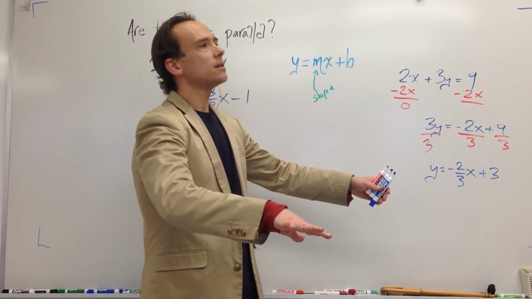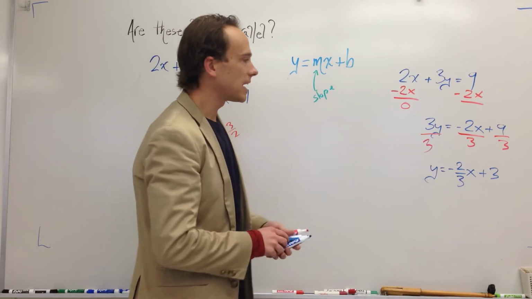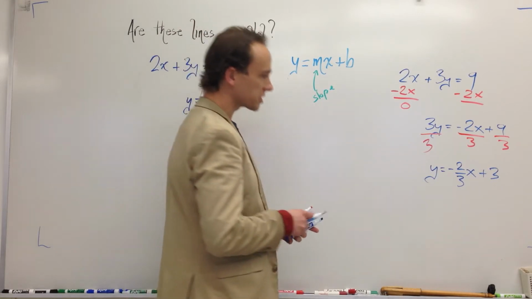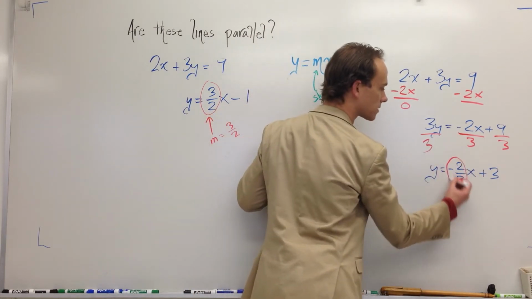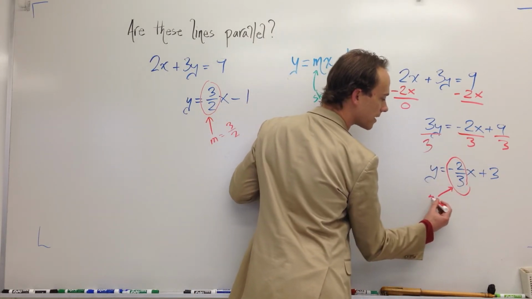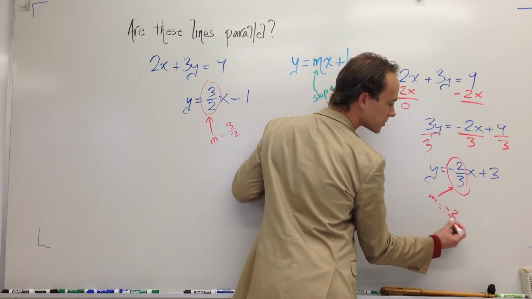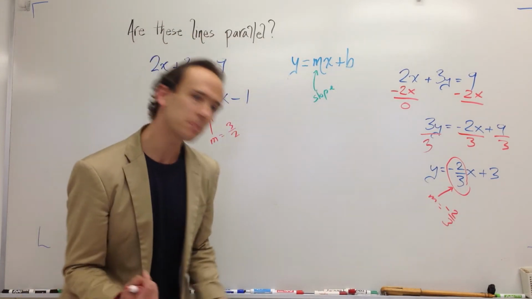Right now you are thinking about what the slope is of this line, and hopefully you are concluding that the slope, and I'm going to once again bust out the red marker for this, that's the slope right there. M is equal to negative 2/3. So are these two lines parallel?